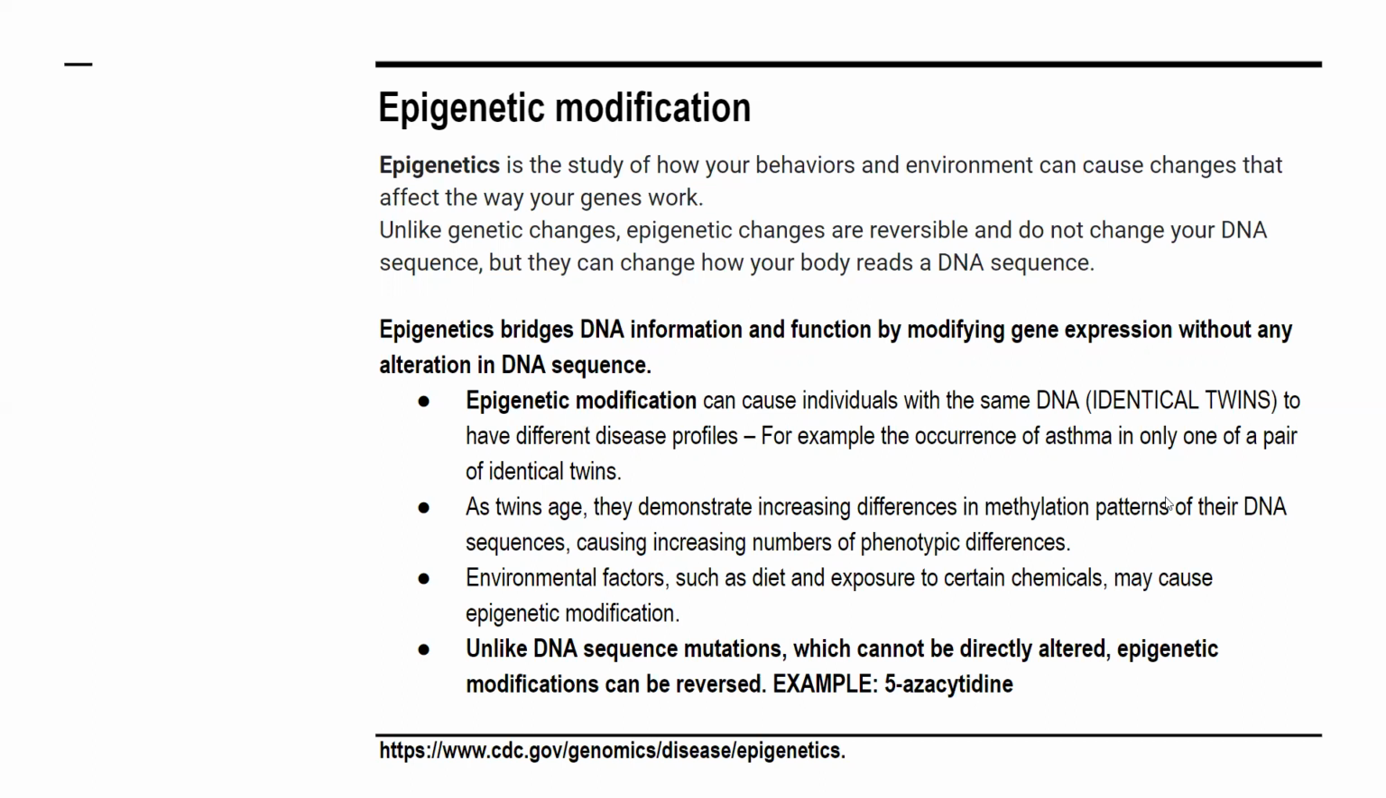When one of a pair of identical twins has it, the other can carry it on. As twins age, the methylation pattern also changes. It increases the number of phenotypical differences. A lot of environmental factors are involved. Diet and exposure to chemicals and herbicides are also significant for this process to happen. But the key word is, unlike DNA sequence mutation, which cannot be reversed, epigenetic modification can be reversed. That's the key word here.